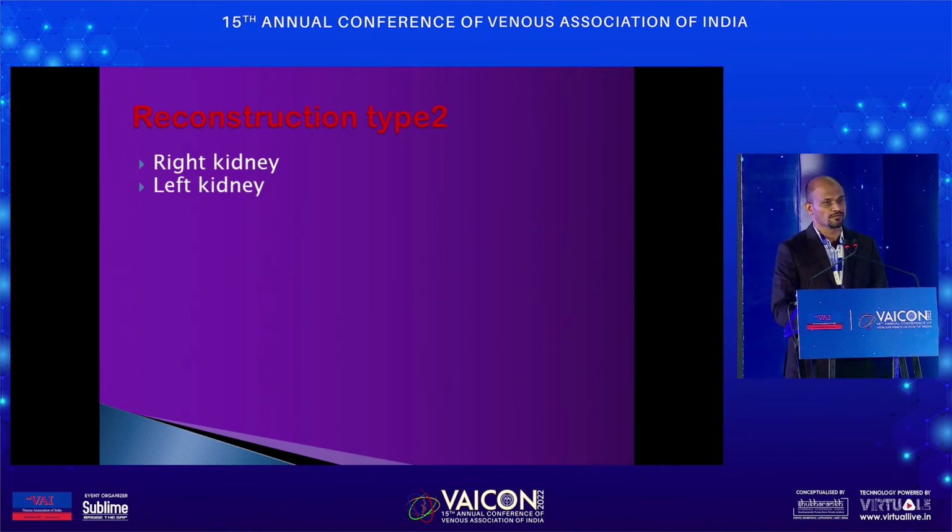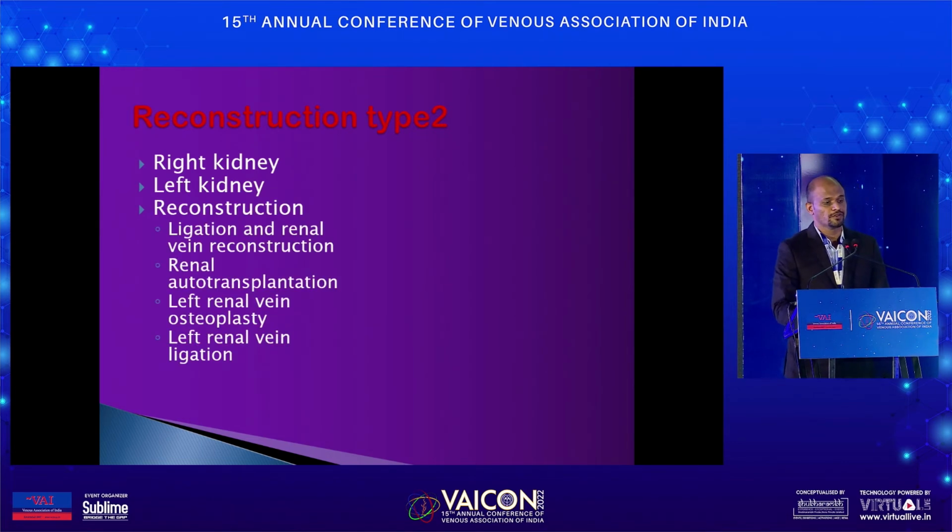If the involvement is very proximal, we can ligate the left renal vein. However, if it is much distal, where collaterals may not be established, the left renal vein can be reconstructed with various options. Either it can be a prosthetic graft, or re-implantation of the renal veins into the graft, or we can even auto-transplant the left kidney.